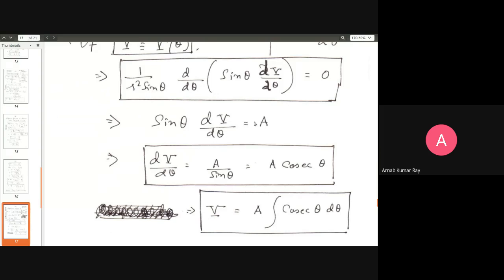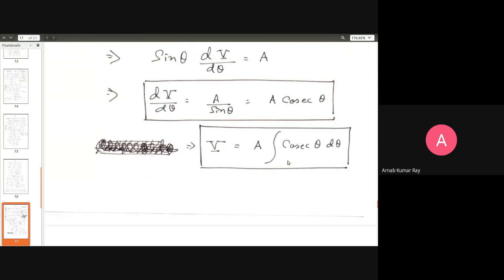So dV d theta is equal to a divided by sine theta. And what is 1 by sine theta? Cosec theta. A into cosec theta. So this integration is not a very easy one. We are now going to work out the second integral. V is equal to a integral cosec theta d theta.